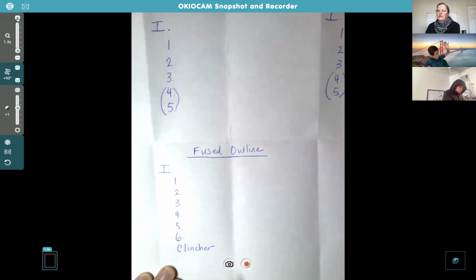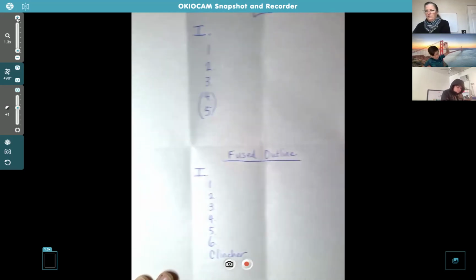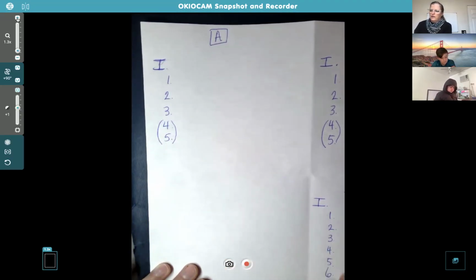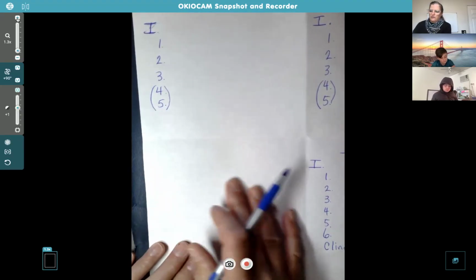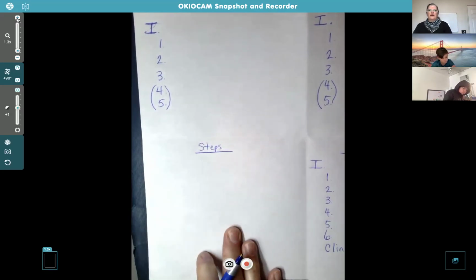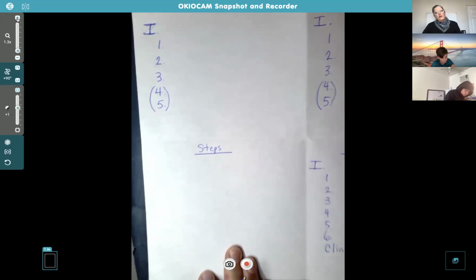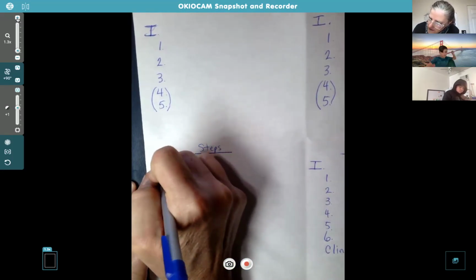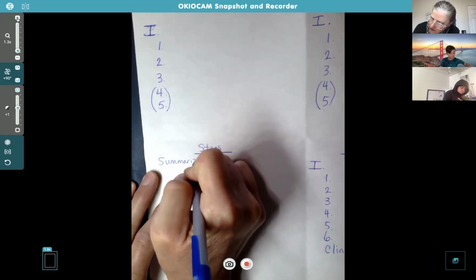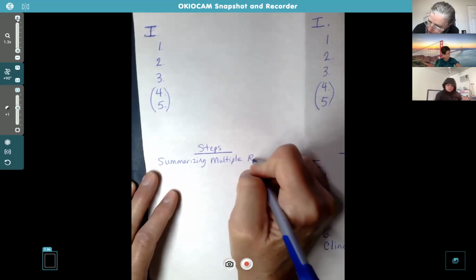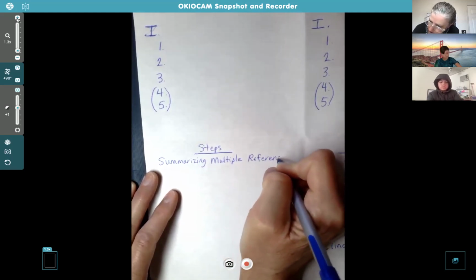Okay. And then now a little bit more. So you're going to move over under the A. You have an A box up here, and underneath the A box is blank. I want you to just put the word steps and underline that. So what we're going to do is talk about, underneath that line, I want you to write summarizing multiple references.